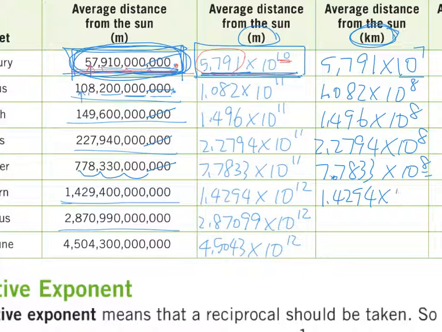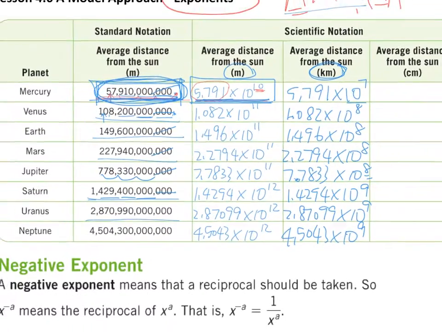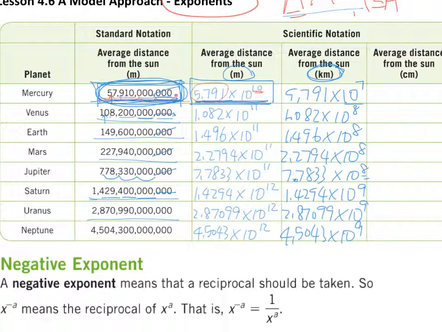1.4294 times 10 to the what power now? Since we're going to divide it by 1,000, then I have 3, 6, 9. 9th power. And the next two are going to be very similar. 1.7099 times 10 to the 9th, and 4.5043 times 10 to the 9th as the scientific notation in kilometer.